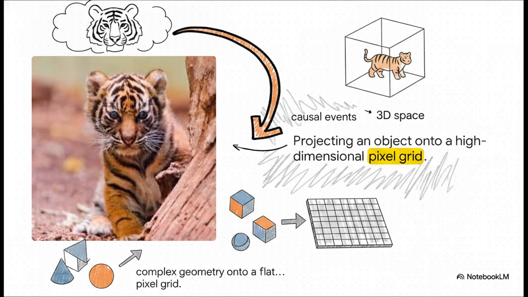To really ground this abstract math in physical reality, just look at this tiger cub. If we want a machine to generate this specific image entirely from scratch, it has to understand multiple layers of reality. It has to implicitly get the concept of a tiger. Imagine it existing in a 3D space, position it perfectly peeking out from behind a tree, and then project all of that insanely complex geometry and lighting onto a flat, high-dimensional pixel grid. That's a massive sequence of causal events that the machine basically has to reverse engineer and simulate.